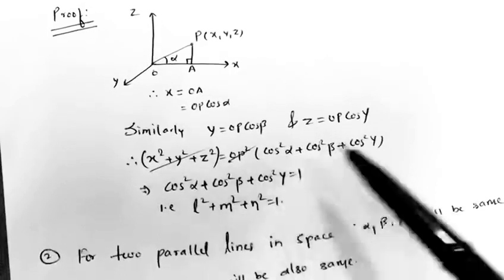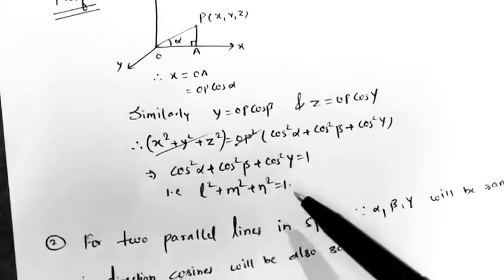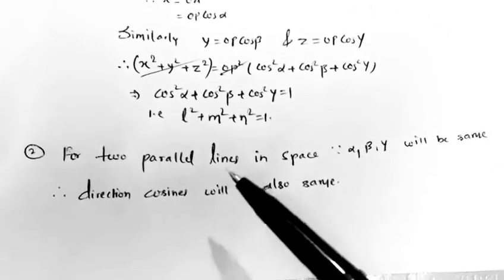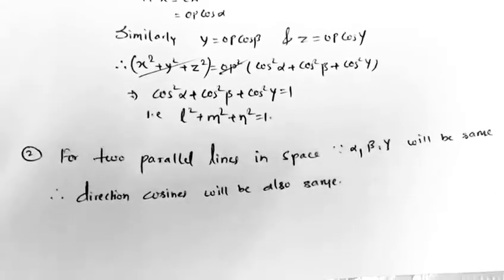If we square and add, we can see that OP squared is nothing but x squared plus y squared plus z squared, and both will cancel, and hence we will get L squared plus M squared plus N squared equals 1. For two parallel lines in space, clearly alpha, beta and gamma will be the same, and therefore direction cosines will always be the same.